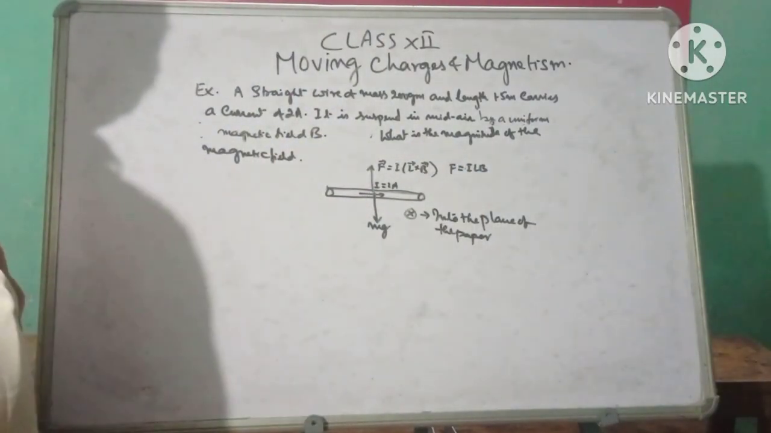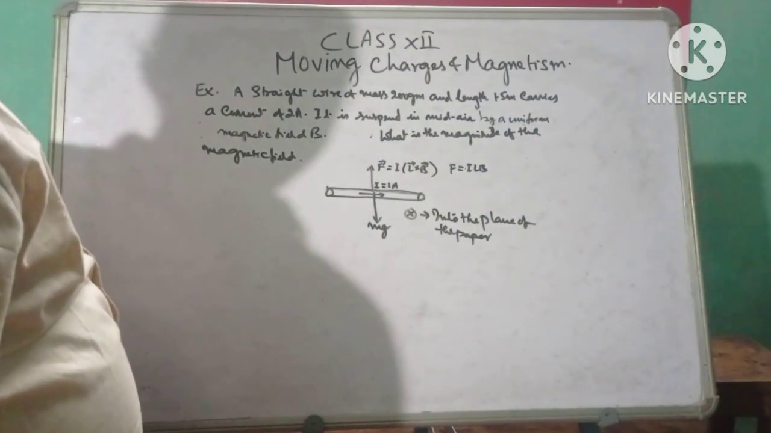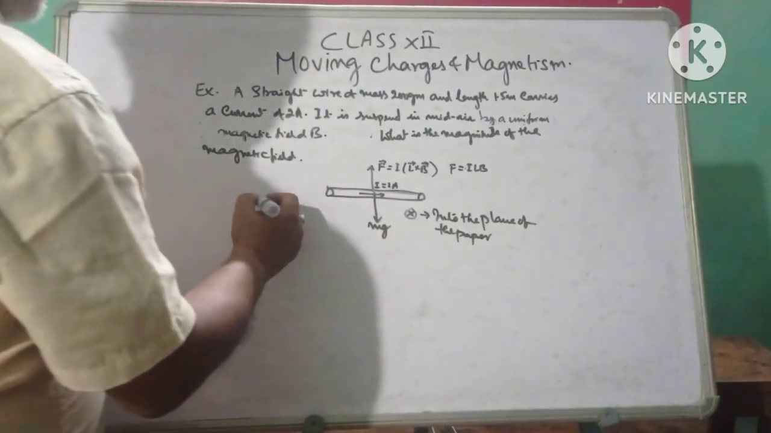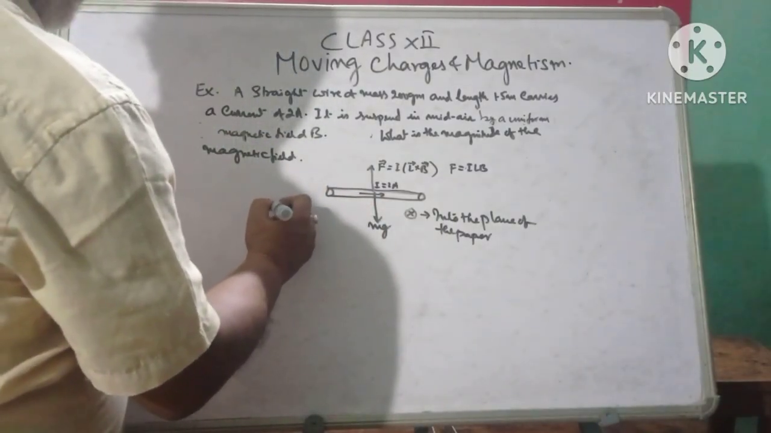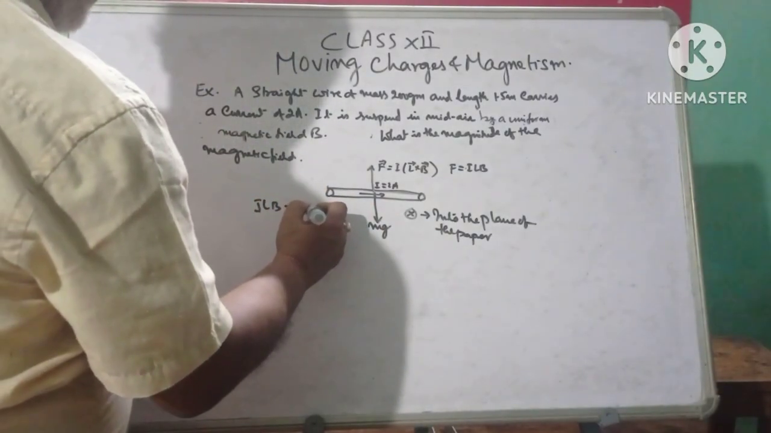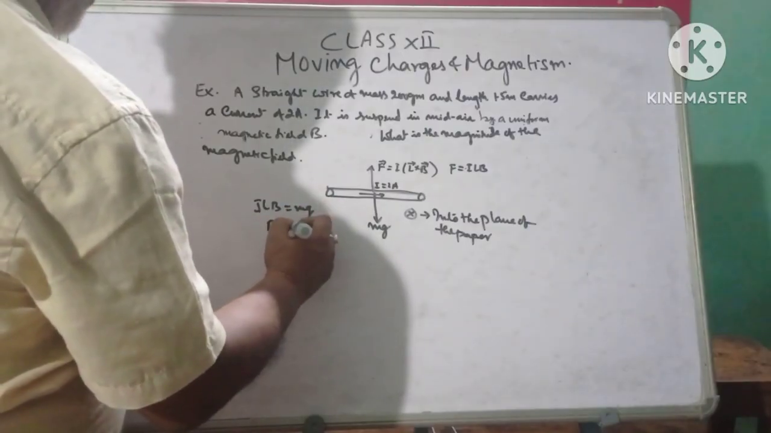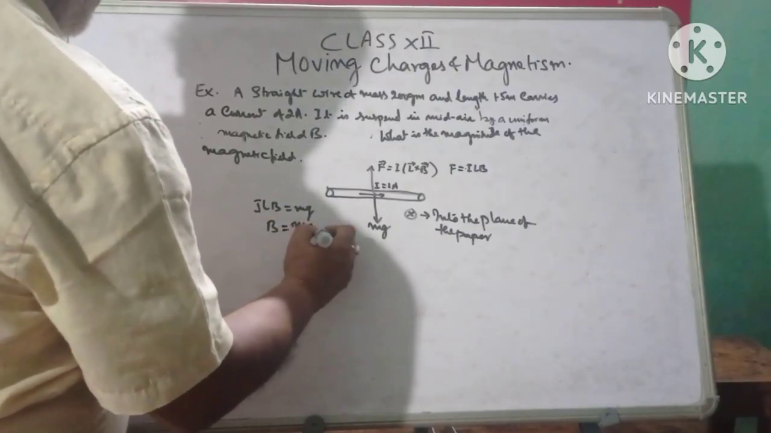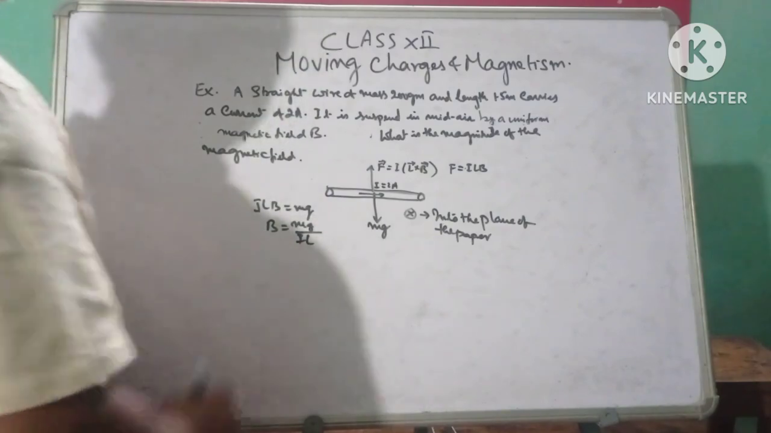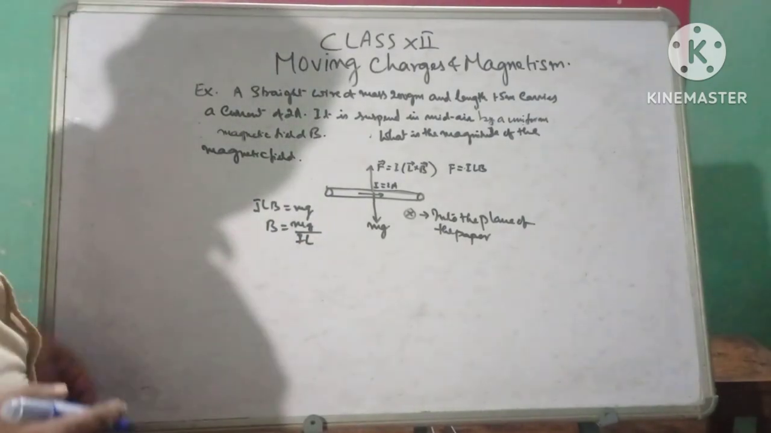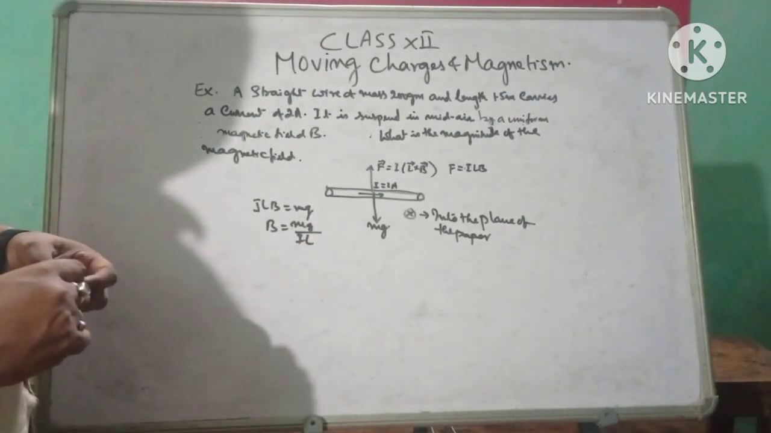So the magnitude of the force will be I, L, B. Now if you equate I L B to mg, then you can find out the value of the magnetic field, B.